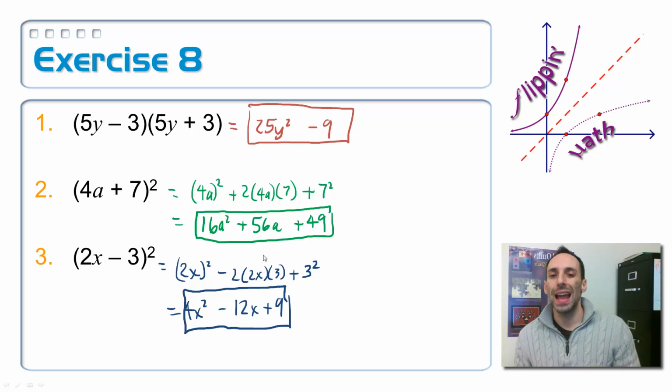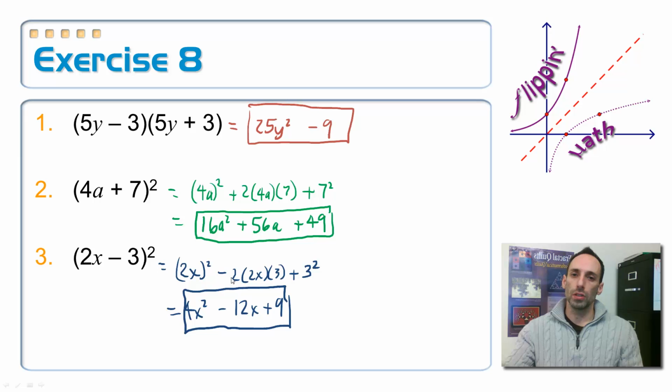The same thing happens with the third one here. It is a perfect square trinomial. It's just that I'm going to have a negative middle term. So you square the first term, I get 4x squared, minus 2 times the 2x times the 3 gives me a negative 12x, and then finally I get a plus 9 for that last term.